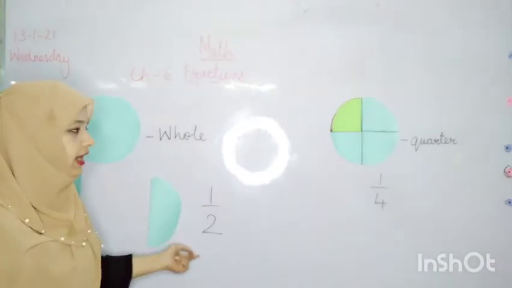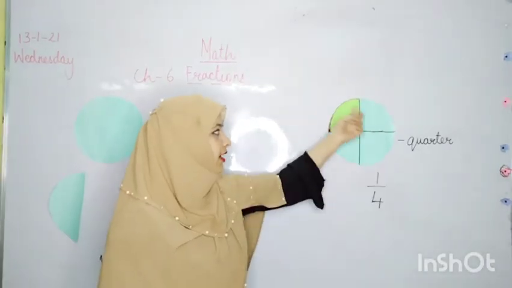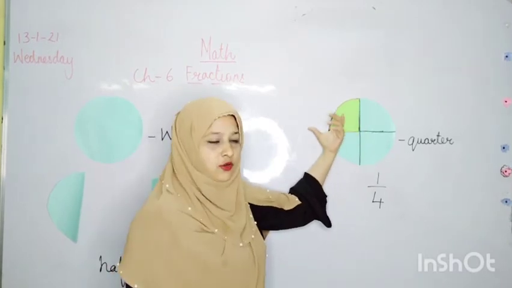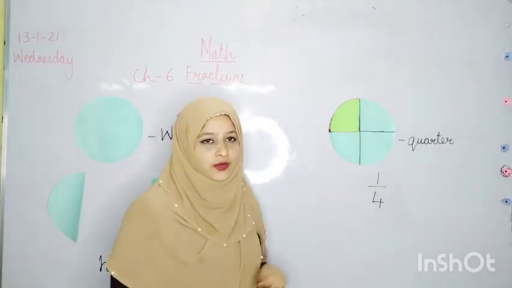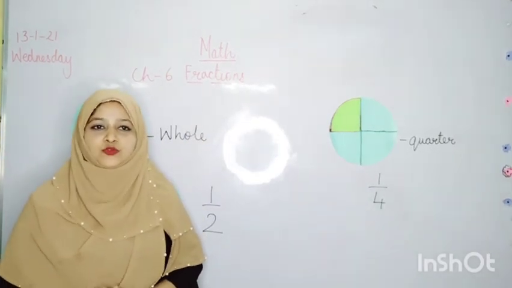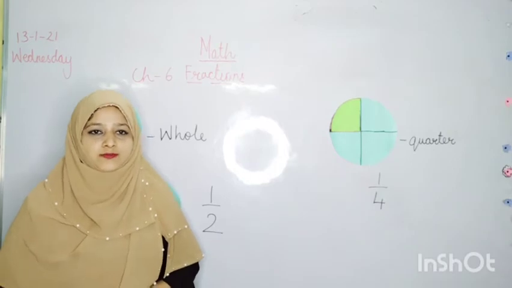This is called half. This is called quarter. When we divide a circle into four equal parts and take one part of it, it is called a quarter. Is it clear to you all? Yes, hope it is clear. Let's move to our next fraction.